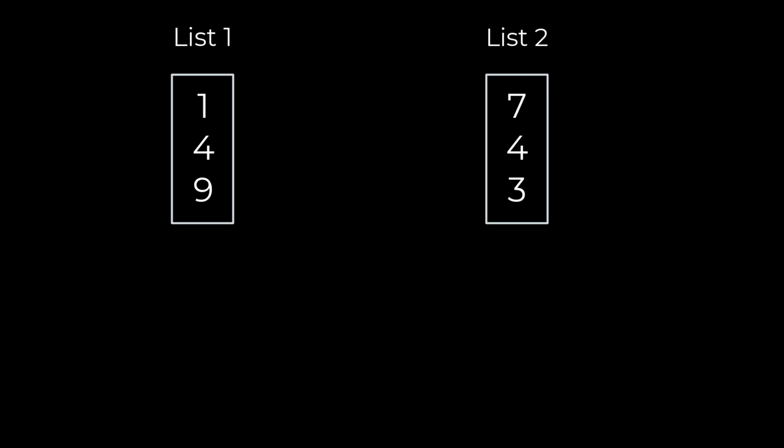And yeah, the task was to come up with another list containing numbers that do exist in list one but do not exist in list two. So that will create a third list, let's call it list 3, containing the numbers 1 and 9, because obviously 1 and 9 exist in list 1 but do not exist in list 2.